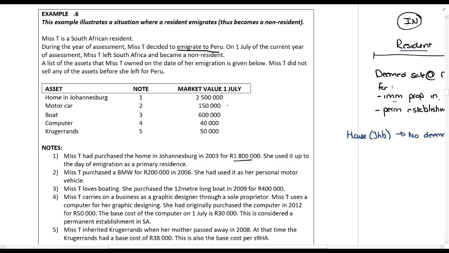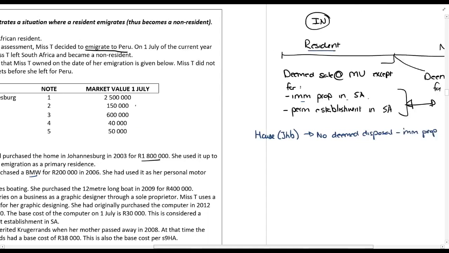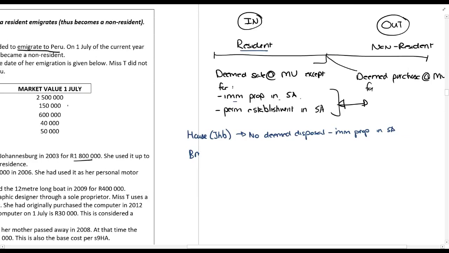Nice. Next one, motor car. Ms. T purchased a BMW for 200,000 in 2006. She used it as a personal motor vehicle. Okay, what happens to a BMW? She is treated as if she sold it at market value. But what is this? BMW is a personal use asset, which is out of the net already. It's still out of the net, but it's a personal use asset. That's all you have to say. Personal use asset means no CGT.